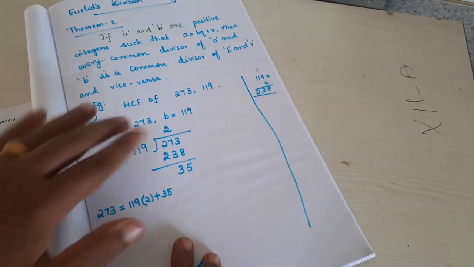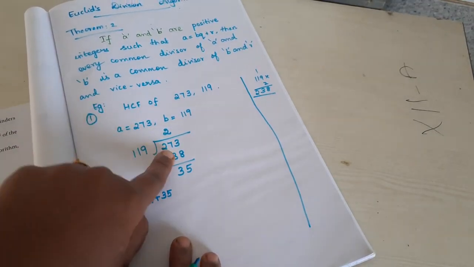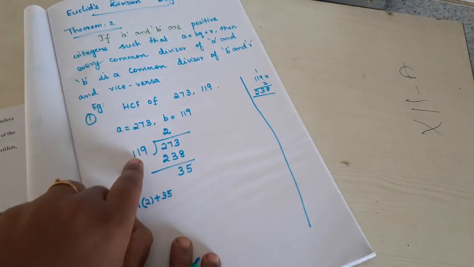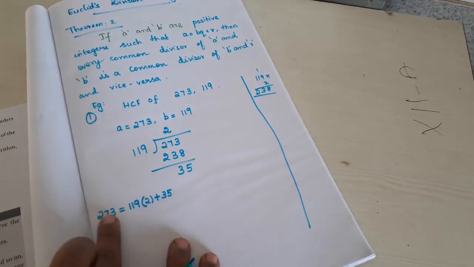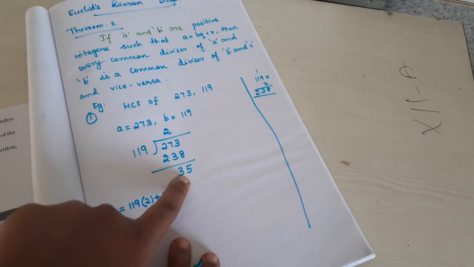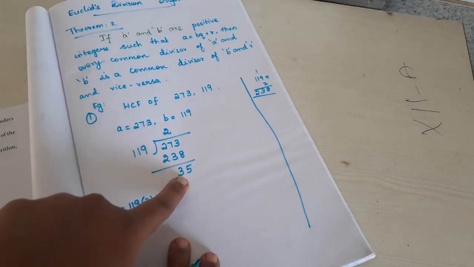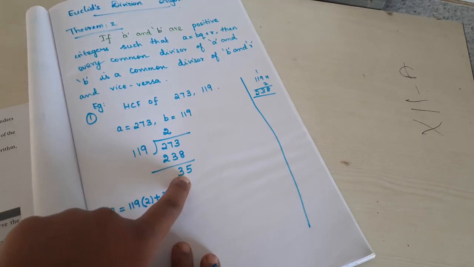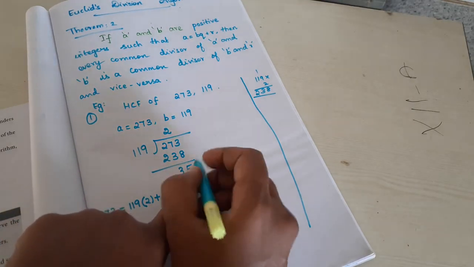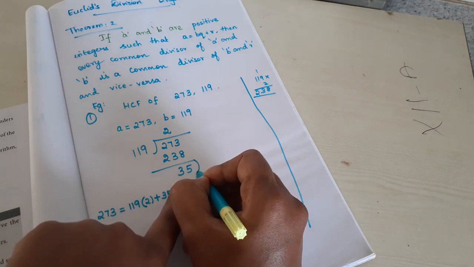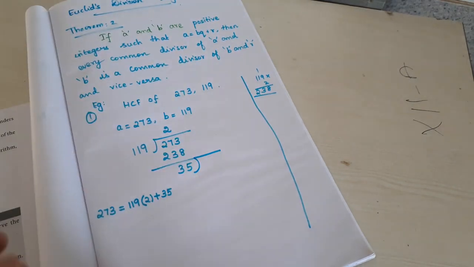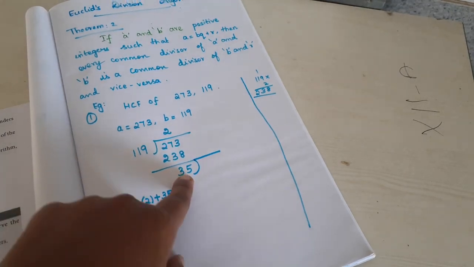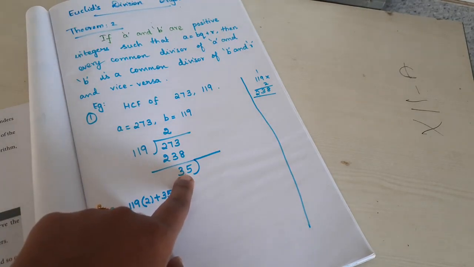Listen carefully. First, the larger number we need to put inside and the smaller number outside. We need to divide and find the quotient and remainder and write like this. Here the remainder is not 0, so we need to repeat this until we get 0. So 35 now becomes the divisor. You need to put it like this. We need to repeat this step by step procedure. That is the algorithm.